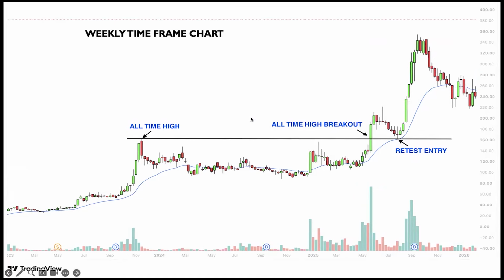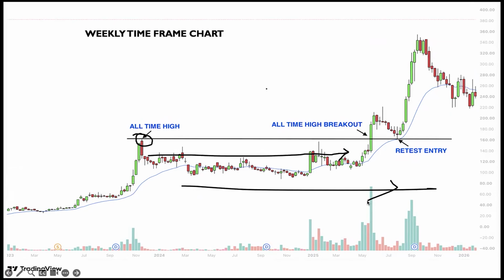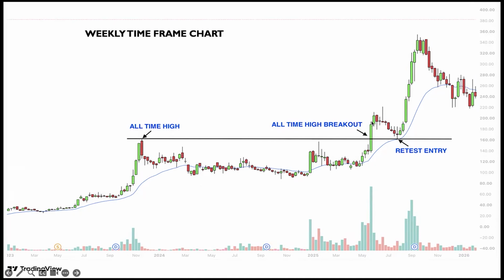Now next I was telling you that I will also enter some stocks at a retest of the all-time high breakout. For example, you can see that this is the all-time high. After that, the stock was trading sideways for almost a year, right? Then finally, this candle made a breakout. That was somewhere in the beginning of May, right? The all-time high breakout happened here in this candle. But look at how huge this candle is, right?